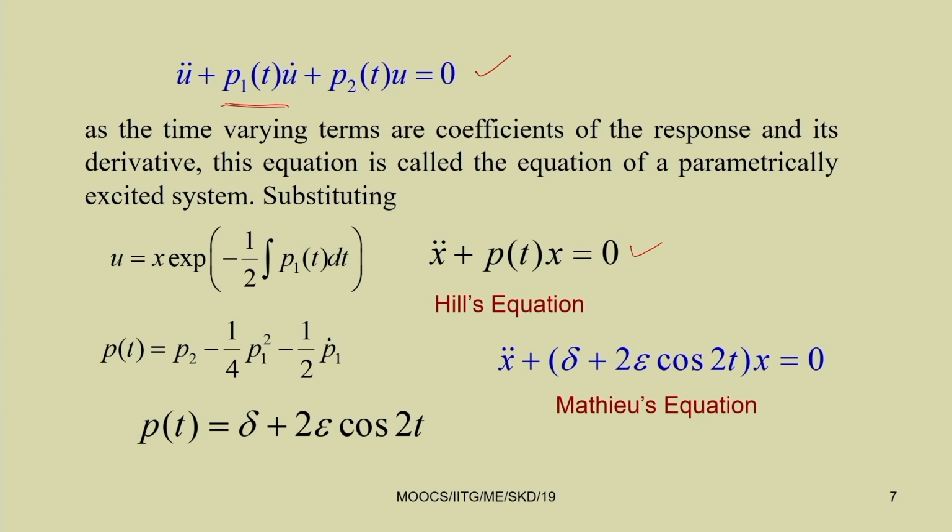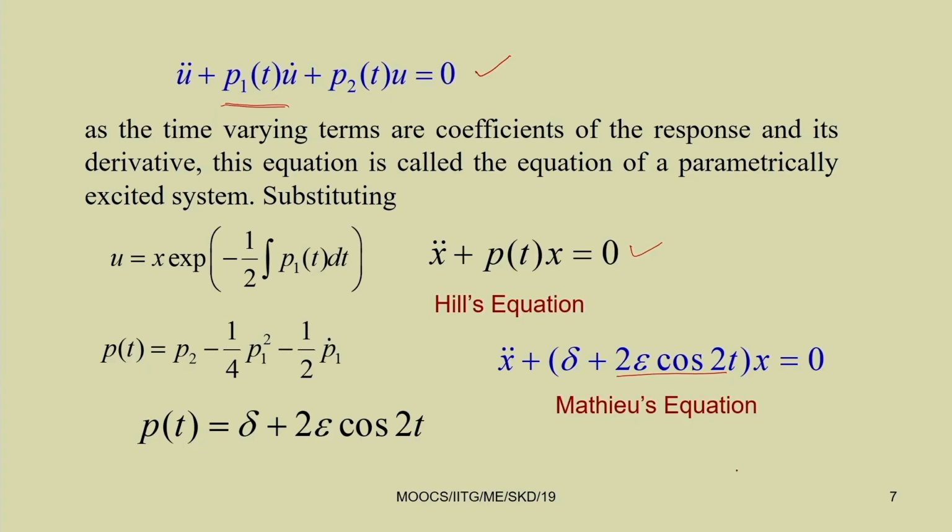This is Hill's equation, and the second equation, which I just told you, is x double dot plus delta x plus 2 epsilon cos 2t x equal to 0. Here the periodic term, 2 epsilon cos 2t, is the coefficient of x. So, that is why this is an equation of a parametrically excited system.